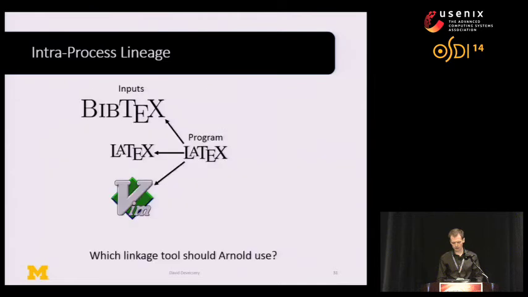So the question is, if we have some query, a user says, I want to know what caused this output in LaTeX, what control flow should we use? Or what data flow should we use? Sorry, what causality should we use? There we go.